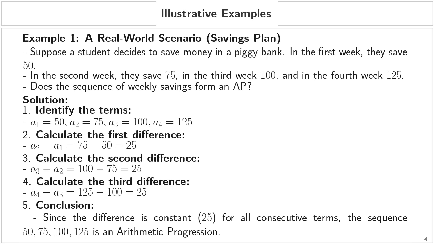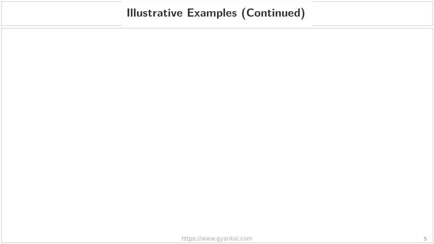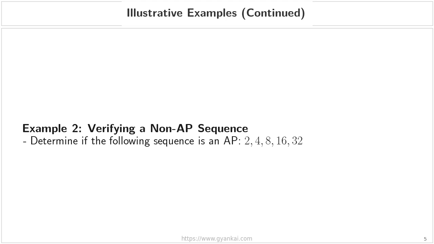But remember, just because this one works doesn't mean every sequence does. Let's look at our next example to see what happens when the pattern breaks. Illustrative examples continued. Now that we have seen how a consistent difference confirms an arithmetic progression in our first example, let's look at something different.